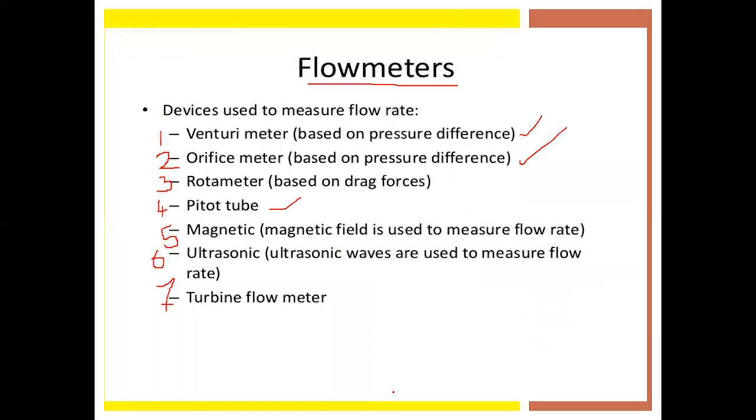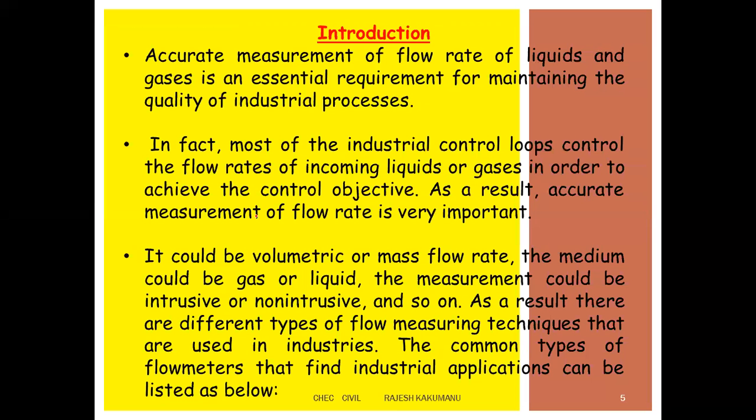The various types of flow meters that we are using are the venturimeter, based upon the pressure difference, orifice meter, based upon the pressure difference, rotameter, pitot tube, magnetic flow meter, ultrasonic flow meter, and turbine flow meter. In this, we are going to study only the venturimeter, orifice meter, and pitot tube measuring devices.